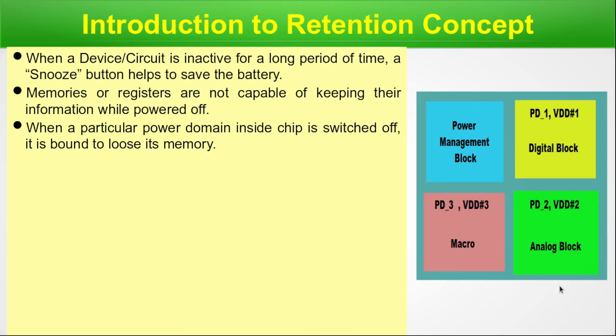So in this block diagram, you can see we have three different power domains, PD1, PD2, and PD3, which are controlled by the power management block. Once the chip is in operation, say PD2 is not being used, the power management block will send an instruction to switch it off for its inactive period, and in this situation it is going to lose its memory. Now this is a challenging situation, and how we tackle it, we are coming to that point.